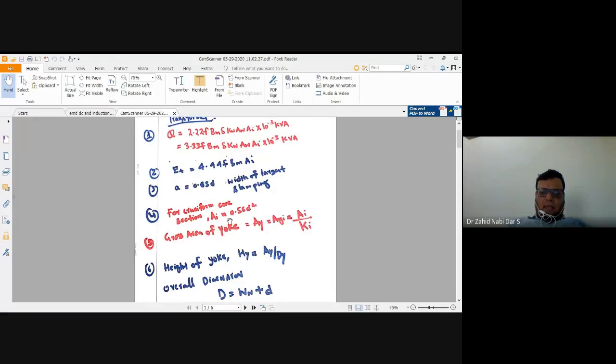Your gross area of the yoke AY would be equal to your AGI. AGI will basically be your net area of the core divided by KI, where this KI is called the stacking factor. What is it? Stacking factor.